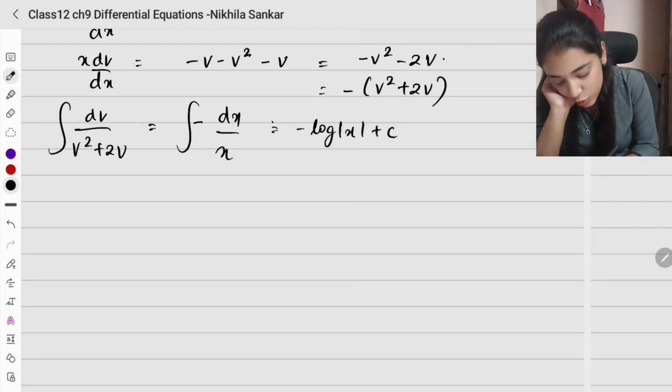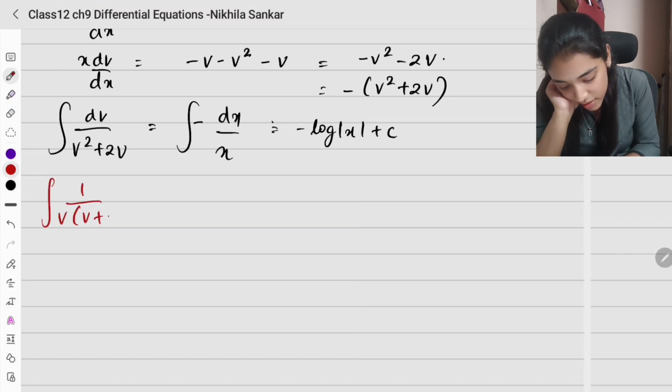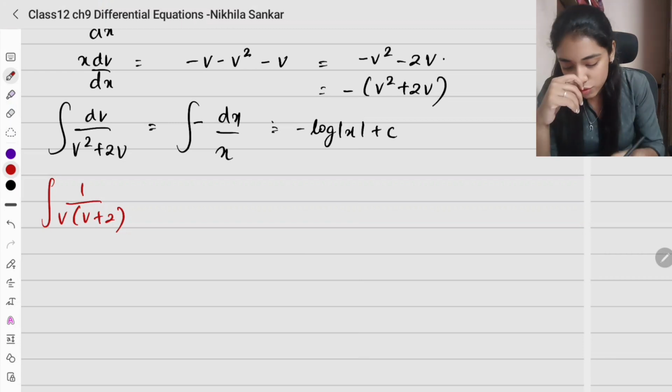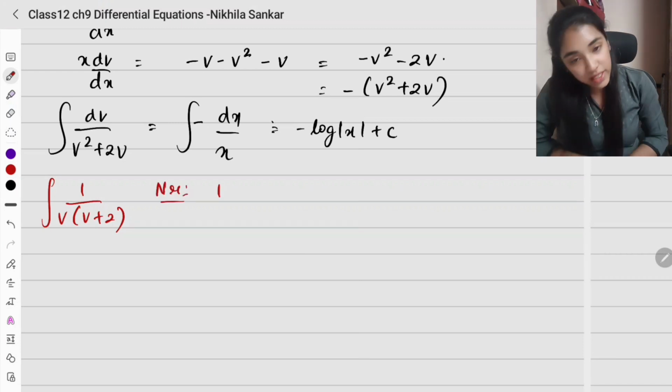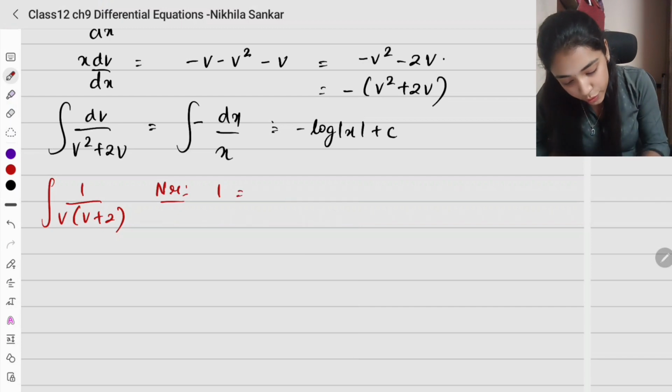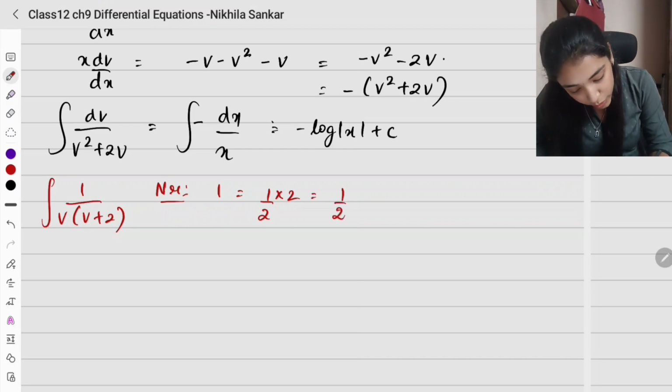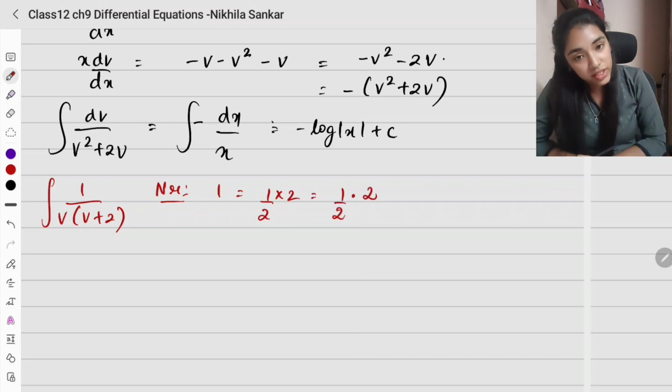Now what is on the left hand side? The left hand side is always the tough one. 1 divided by v, taking common, v plus 2. Okay, in the numerator I want a v plus 2. So what am I going to do with the numerator? The numerator is 1. I'm going to multiply and divide by 2. So what will I have? 1 by 2 times 2.